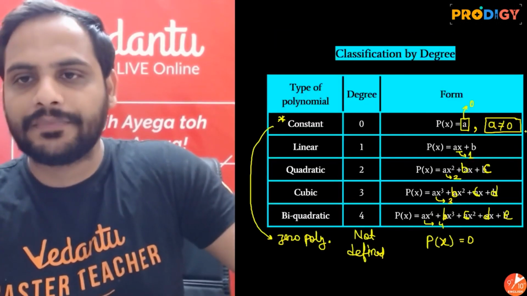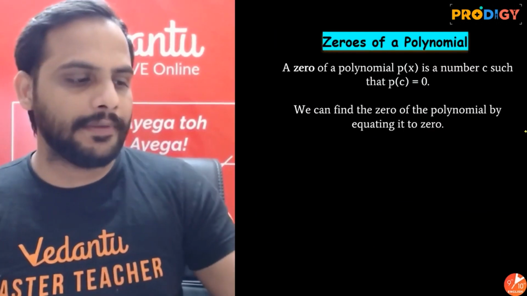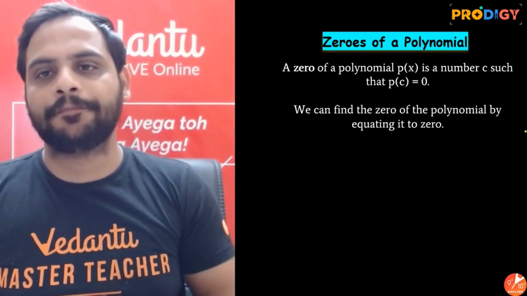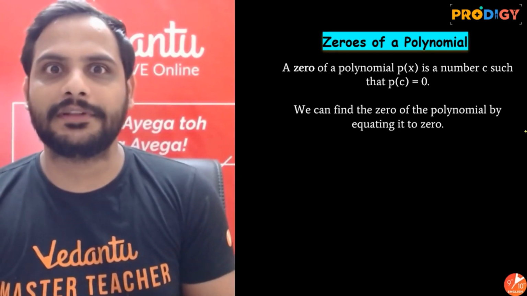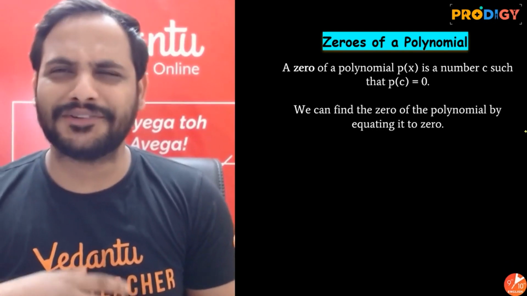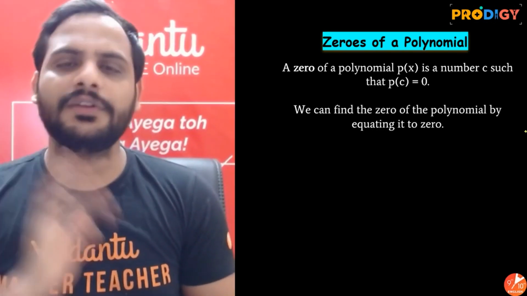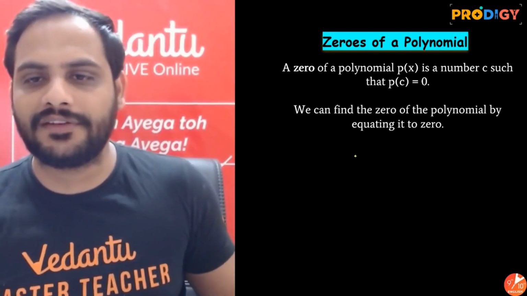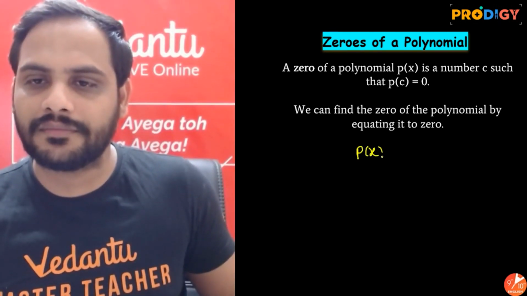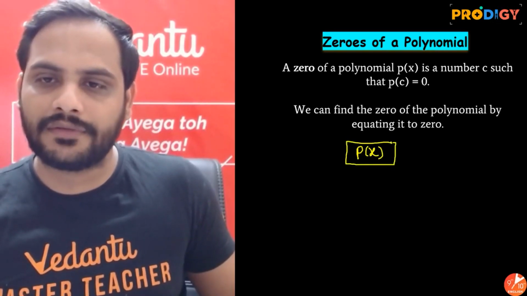Alright, okay, next topic, very important topic, which is called zeros of a polynomial. You will be thinking, sir, what are zeros of a polynomial? Alright, zeros of a polynomial beta, very easy concept. I give you any polynomial. Let's say I have given you a polynomial p(x).